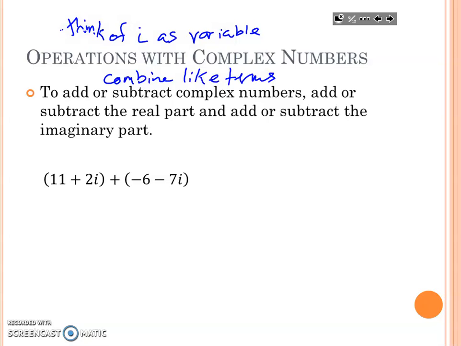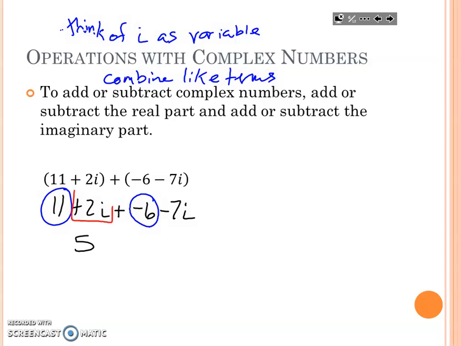For this here, I've got 11 plus 2i plus negative 6 minus 7i. I don't need those parentheses there because we just have a plus sign in between them. Okay, there's no reason to have those parentheses. So I'm just going to combine my like terms. I've got a negative 6 and I've got an 11. 11 and negative 6 gives me 5. I've got a positive 2i and I've got a negative 7i. So that's going to give me a negative 5i. And that's my answer. You just added two complex numbers together.